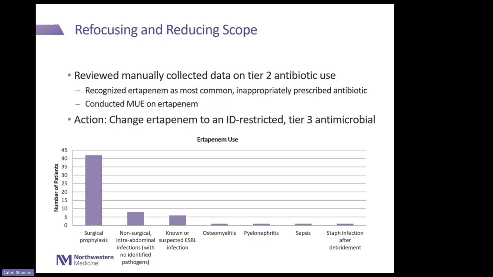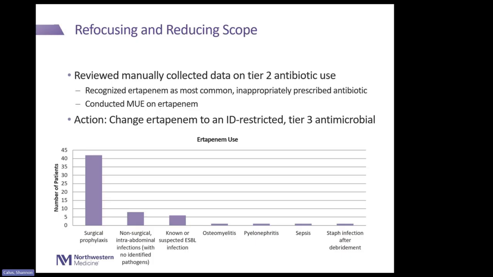So by refocusing and reducing our scope, we did some background work. And again, everything was manually collected since we had no way of really running reports. We just on a day-to-day basis collected information on all patients on tier 2 antibiotics and found that ertapenem was most commonly being inappropriately prescribed. And we did this through an MUE that we presented at PharmD as well as the stewardship committee. You can see in the table below ertapenem use by indication, and at that time we didn't have required indications on antibiotics either.